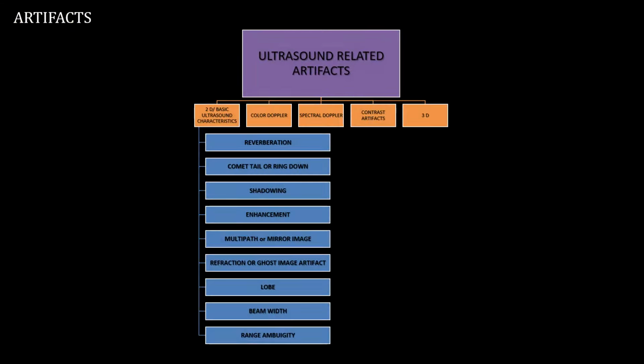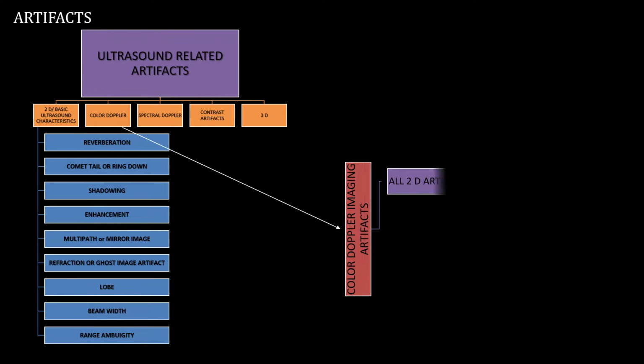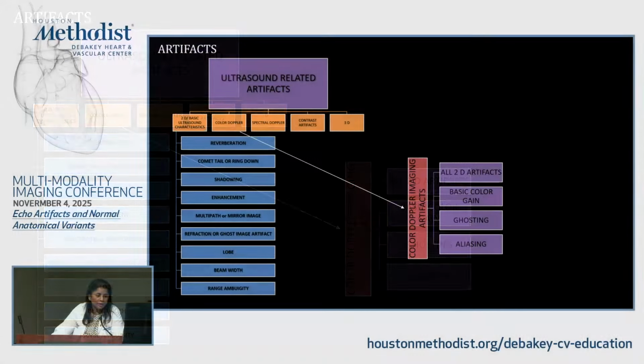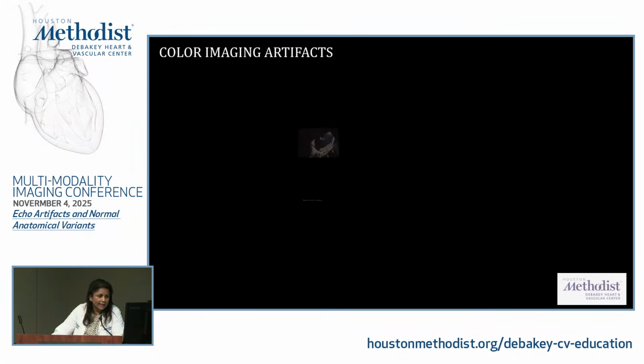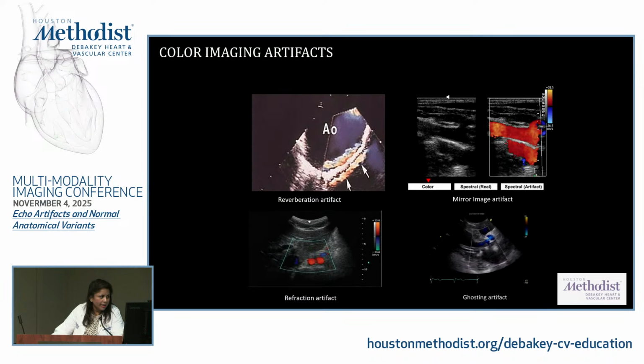All right, let's quickly move on to color Doppler artifacts. I promise we are almost done. So all the basic 2D ones, we are going to see them on color as well. And a little bit on color gain, which is very important to know. And ghosting and aliasing, guys, right? So let's look at a few examples of color reverberation artifacts.